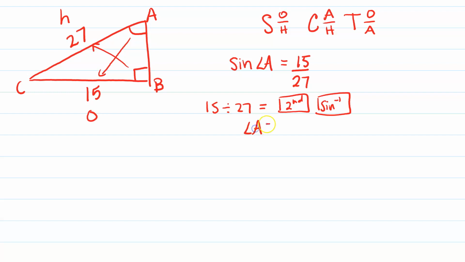angle A equal to 33.74 in my calculator. I know on the test I said round to the nearest degree, so that means I want a whole number, so the 7 is going to round this up, and I would enter 34 as my answer. And that is all you really need to know for this trig test.